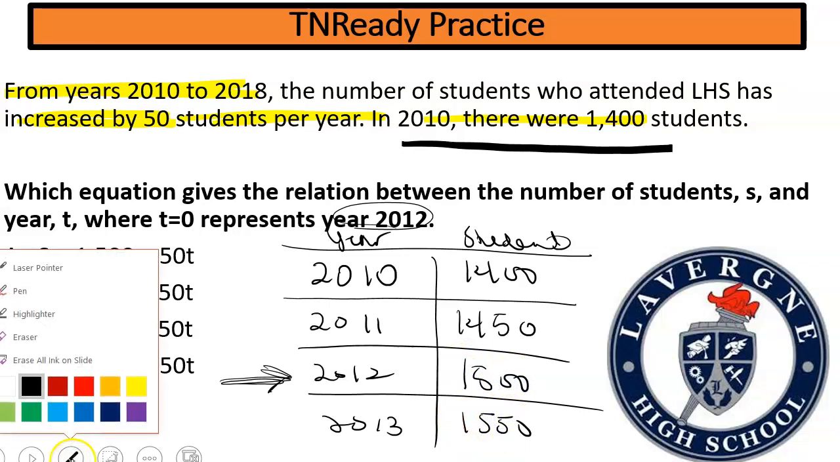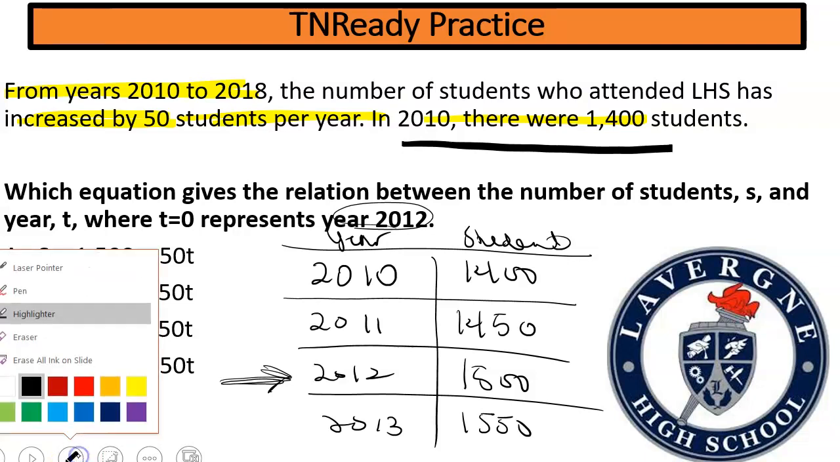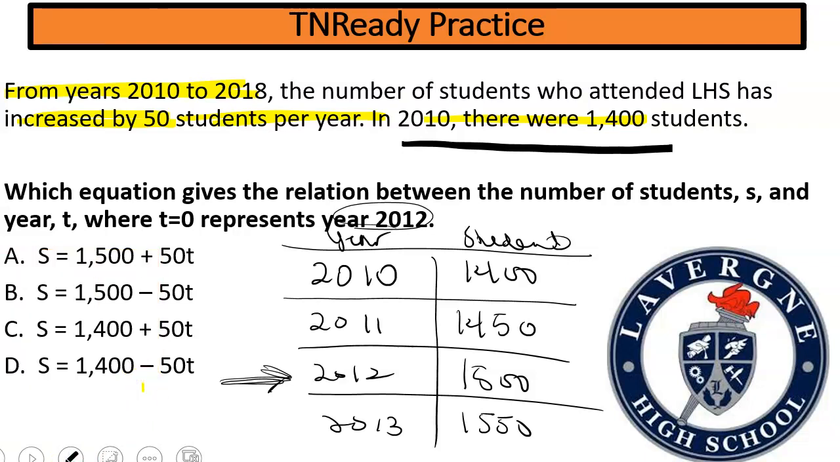All right, so for my initial value, they told us that was the year 2012, and that's 1,500. So that means I can get rid of C and D. And then is it plus 50T or minus 50T? Well, if we go back, it was increasing by 50 students per year, so it's A.